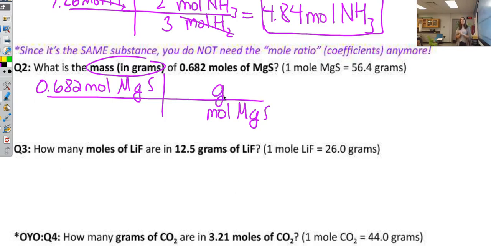Anybody want to guess what number goes with the gram? 56.4, very good. You can see here that 56.4 grams is equal to what? 1 mole. Okay, now again, this could be flipped, but just like 12 inches in 1 foot, you cannot say 12 feet in 1 inch. So the number has to match with the unit, okay? But it doesn't matter what's on top and what's on the bottom.